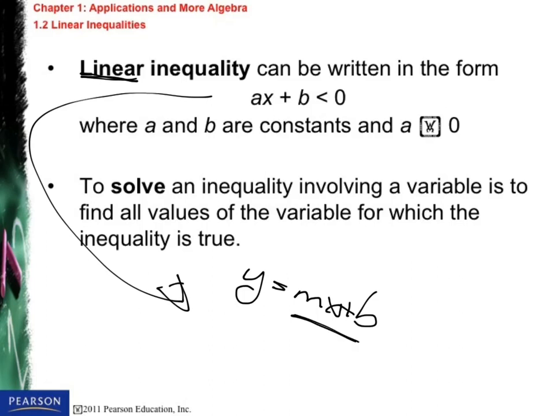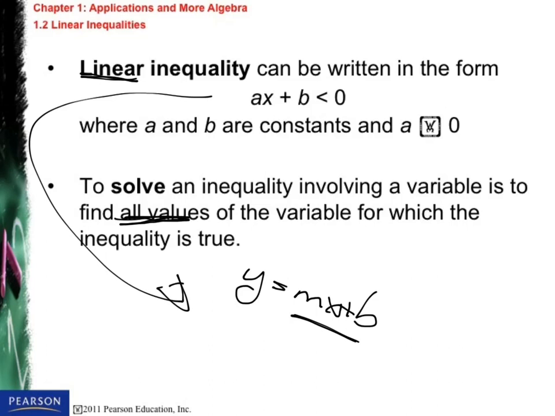This is your line. Now in this case, when it's less than or greater than, you're going to shade one side. So the solution set of an inequality is to find all values of the variable for which the inequality is true. So that's why you have this shaded section. You do not have just the line itself as the solution set.